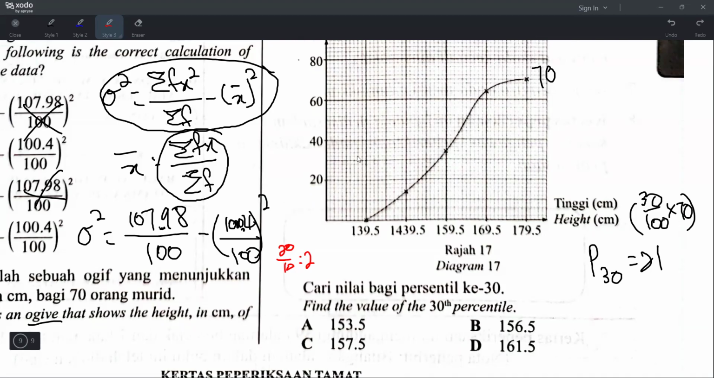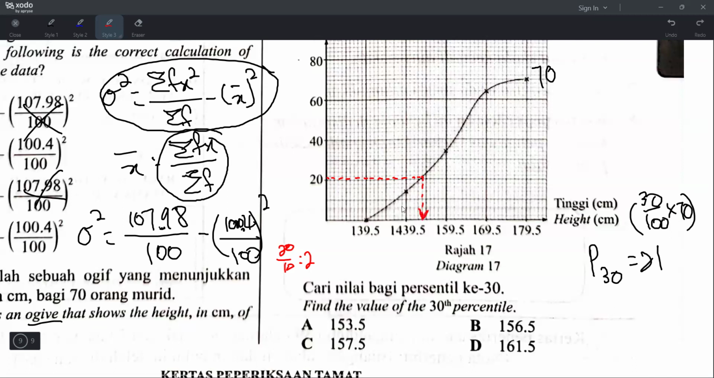So how to find 21? Actually, you have to go up half a box. So it's like half a box only. So it's like here, half a box. Okay, yeah, go up half. And the moment you touch the line, you go down. Okay. So this is your answer.